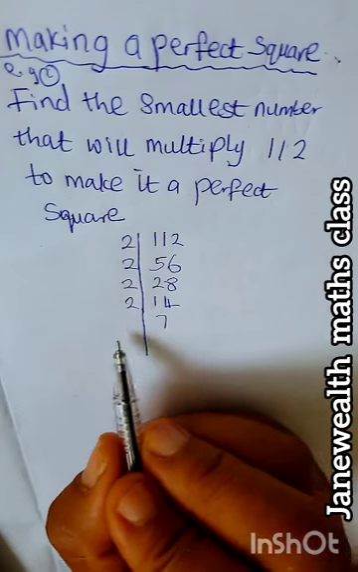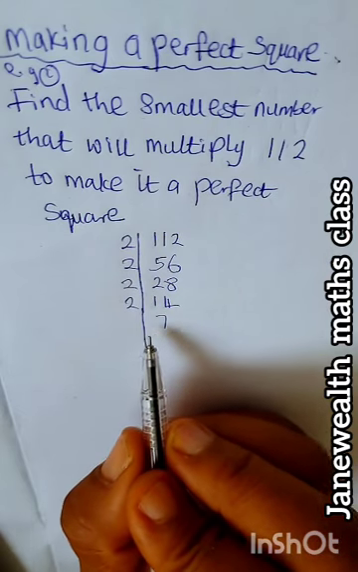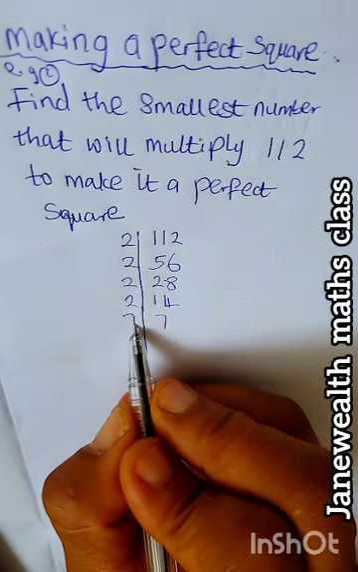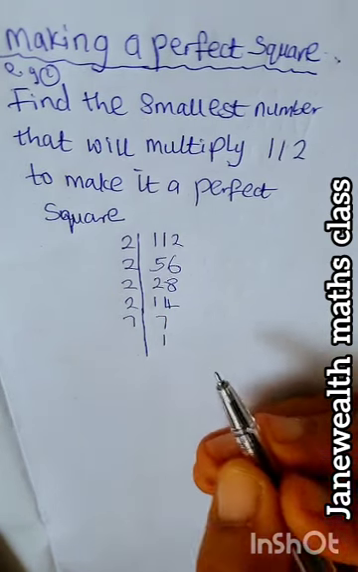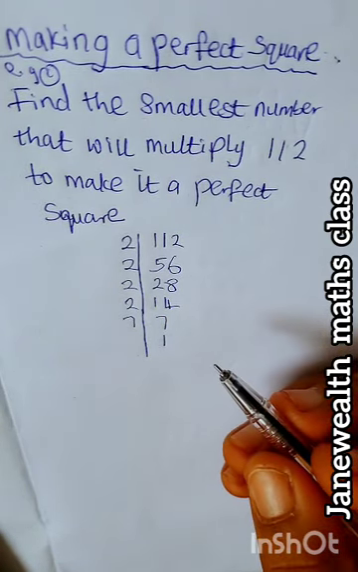Now, 7 is a prime number. No other number can divide 7 except 1 and 7 itself. So 7 divides itself, it gets 1. Now we are done with our division.